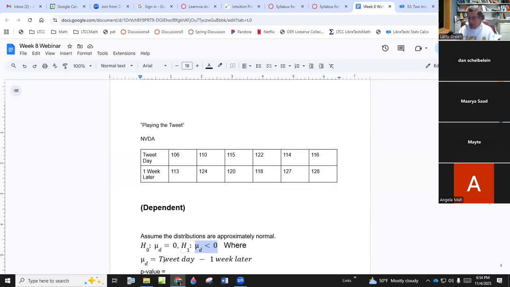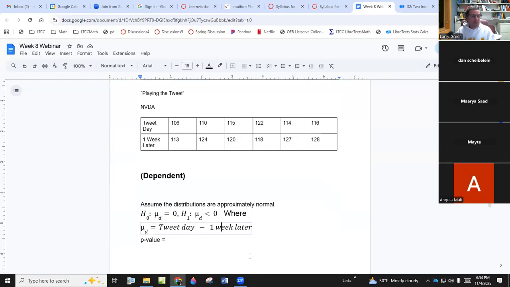Okay. And mu sub D is tweet day minus 1 week later. Okay, that's a population mean stock price of NVIDIA on the day that was tweeted minus the day 1 week later. Okay, so then we've got to find the p-value.